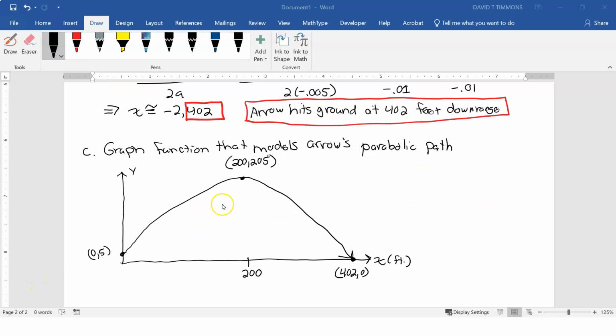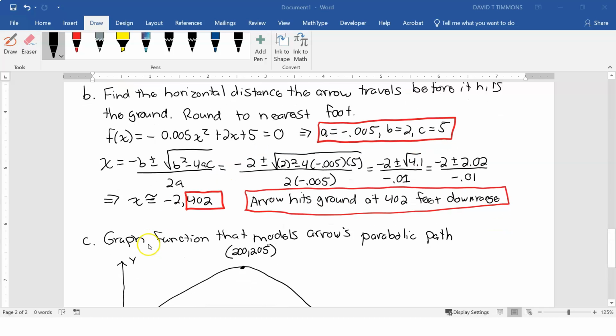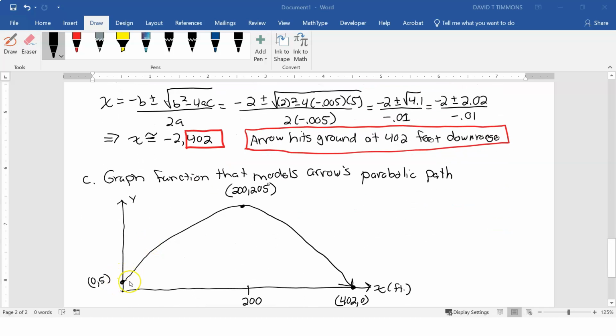In part C of the problem, they ask us to graph the function that models the arrow's parabolic path. So when we put all the pieces together, this is what it'll look like. First, our y-axis is really the height of the arrow, and x is the distance downrange. And actually, where we start is the y-intercept. If you look at the function carefully, when x is 0, the function value is 5. So that's really telling us the arrow is released from about 5 feet above the ground. There's our vertex at 200 and 205. And then there's our x-intercept of 402.